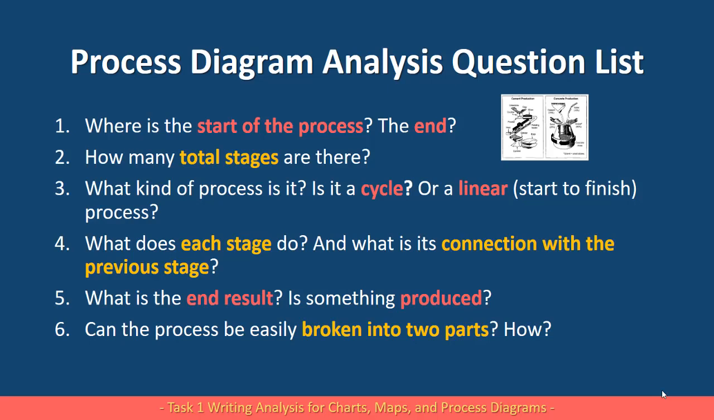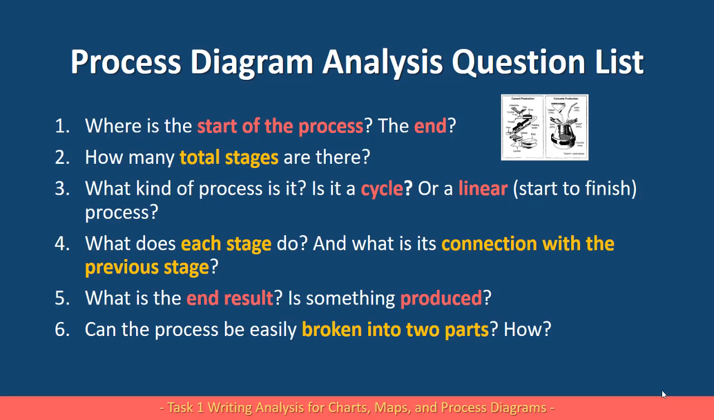Number 3, what kind of process is it? Is it a cycle or a linear process? Linear means start to finish. So a cycle, the beginning and the end are basically the same. It just continues on and on and on. And a linear has a beginning and then has an end.